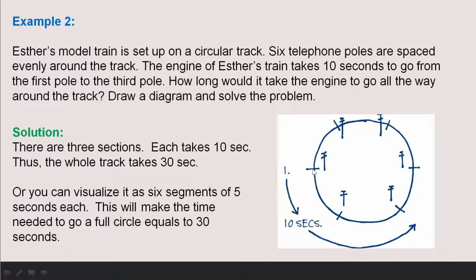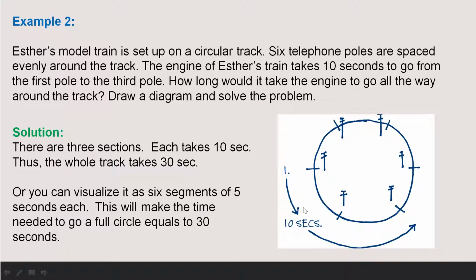So this is what Esther did. She drew the 6 poles, and she represented that going from pole 1 to pole 3, this train needs 10 seconds. Once you have this diagram, it's easy to see that every 3 poles represent a section. From 1 to 3 is 10 seconds. From 3 to 5 is another 10 seconds. And from 5 going back to 1 is another 10 seconds. So the total time needed to go around one circle is 30 seconds.